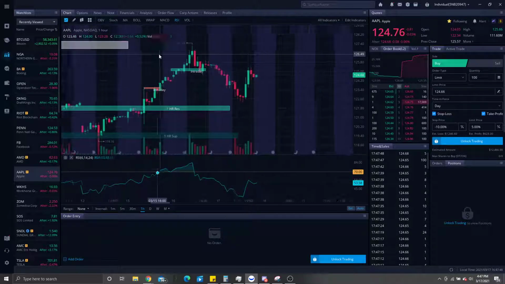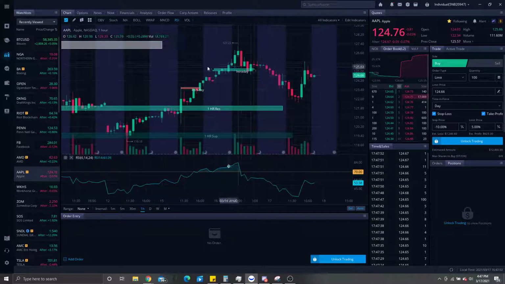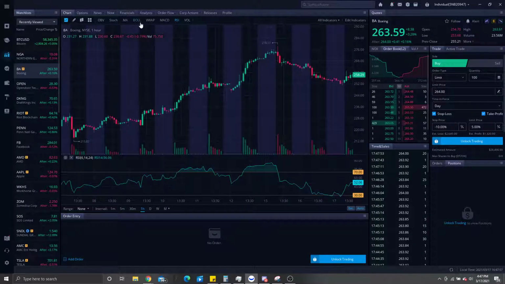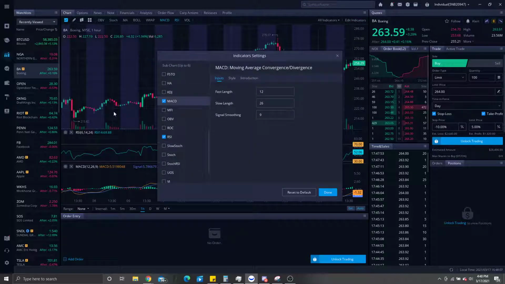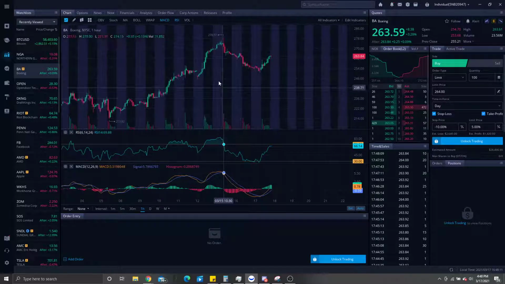MACD works too. My problem with the MACD with this specific strategy is this is mainly all price action, yeah? So with this specific strategy, the MACD will give you late signals most of the time. I like the MACD, but I actually leave the MACD on my charts 99% of the time. But with this specific strategy, this will give you late signals.